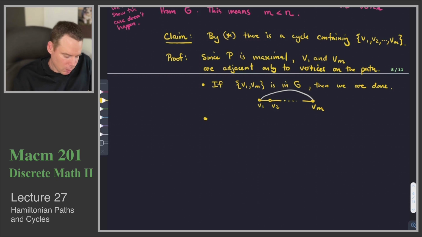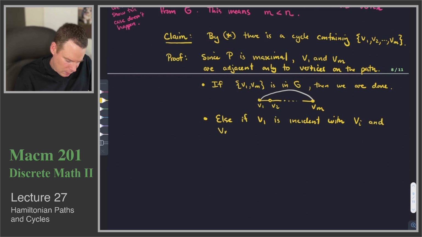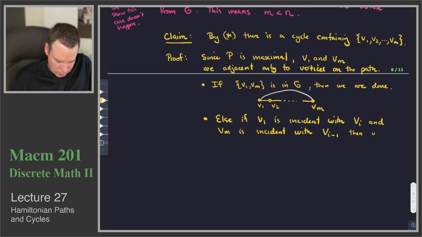Well, what else could we have? Well, we could have that else if V1 is incident with Vi and Vm is incident with Vi minus 1, then we have a cycle as desired.